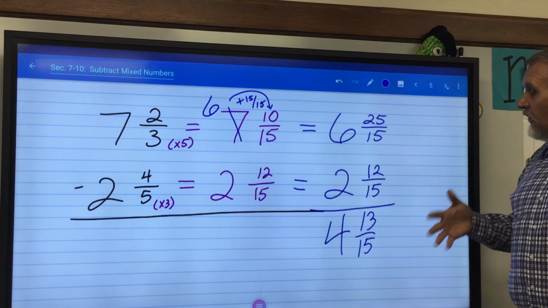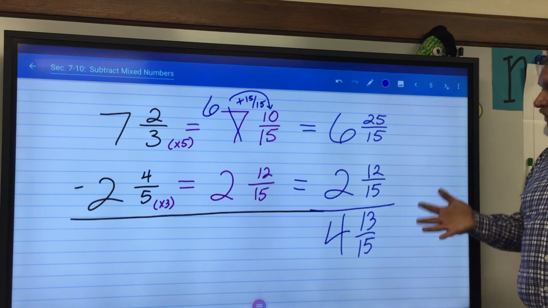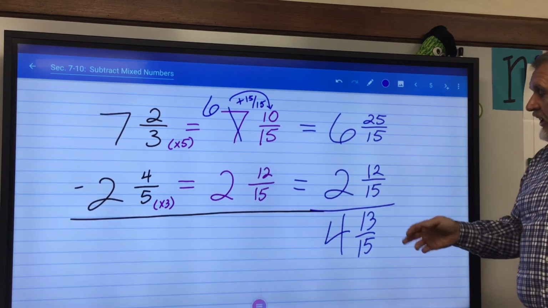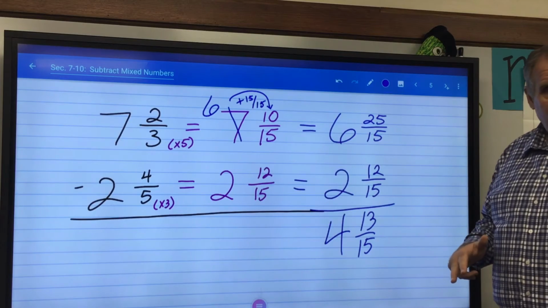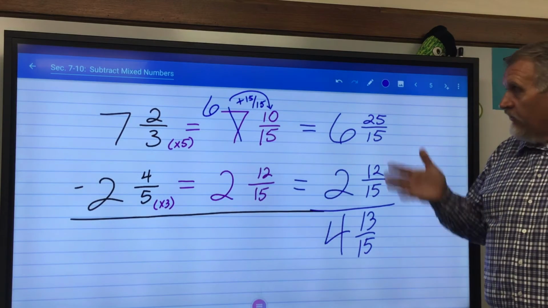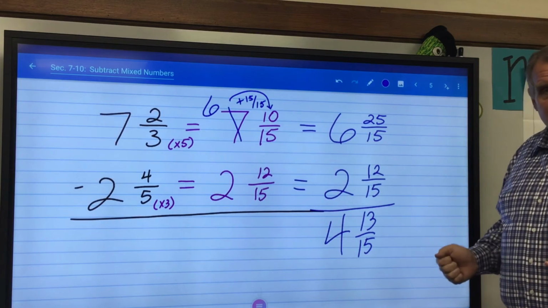Okay, so I have completed this problem. My final answer is 4 and 13/15. Okay, so hopefully this is making some sense to you.